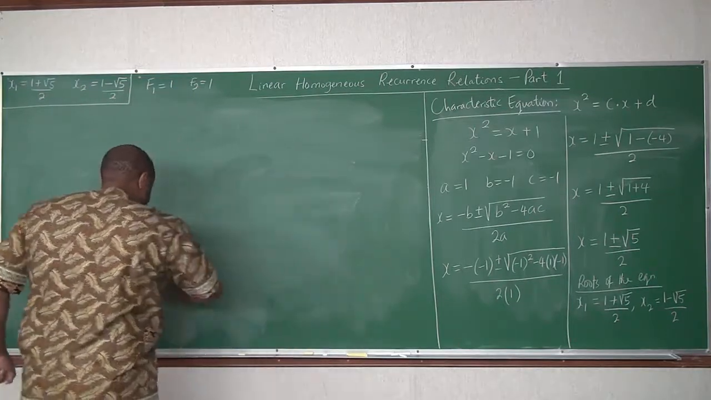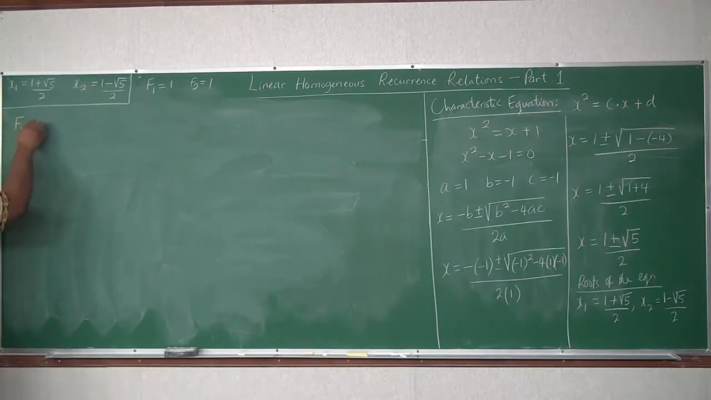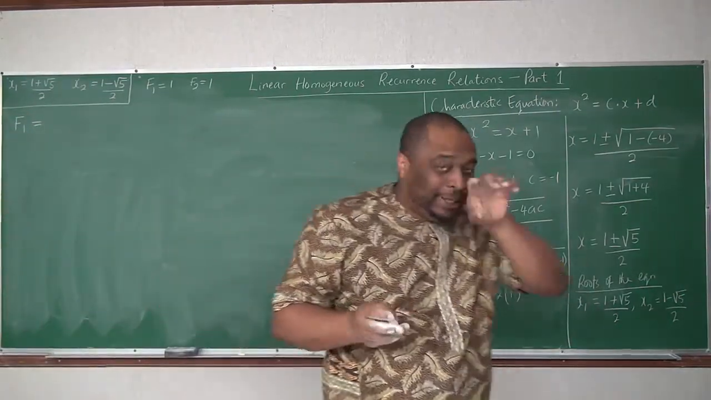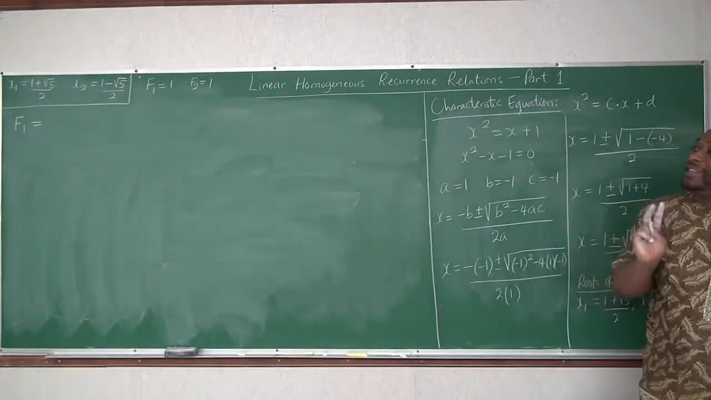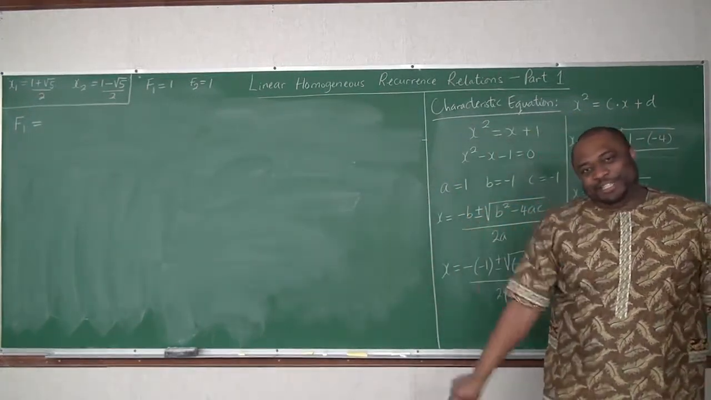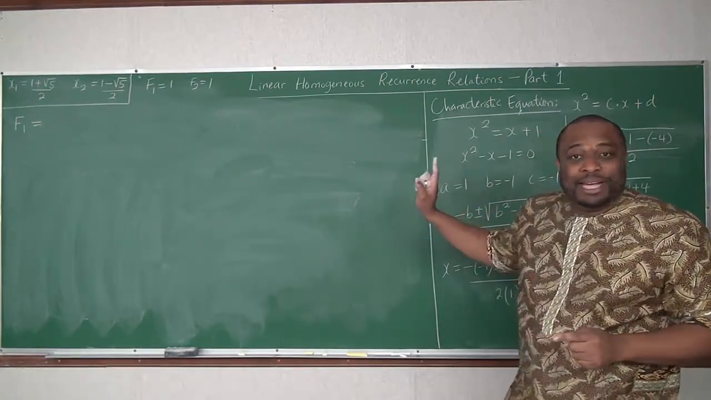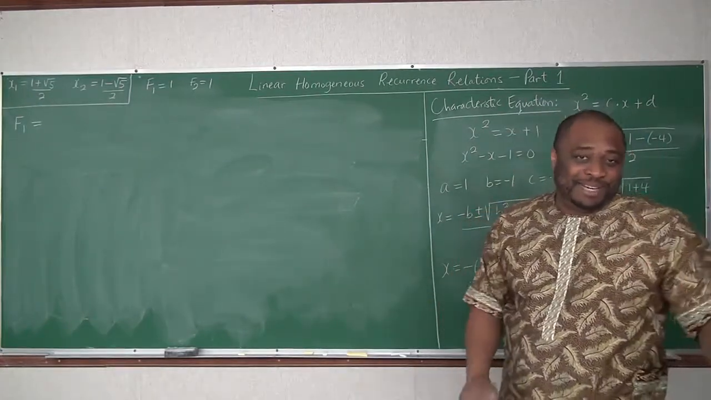Watch me do it. So F1 would be, we want to introduce two constants again. But now these constants are of the initial conditions, not the constants of the recurrence relation. No, it is not the constants of the recurrence relation.